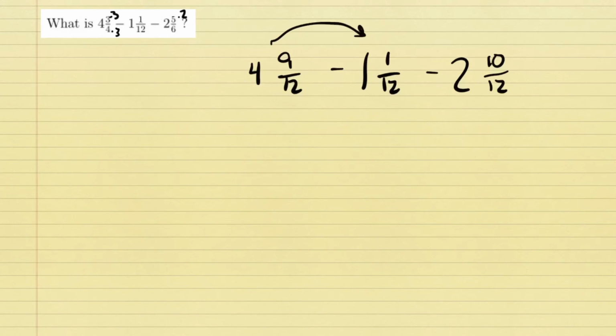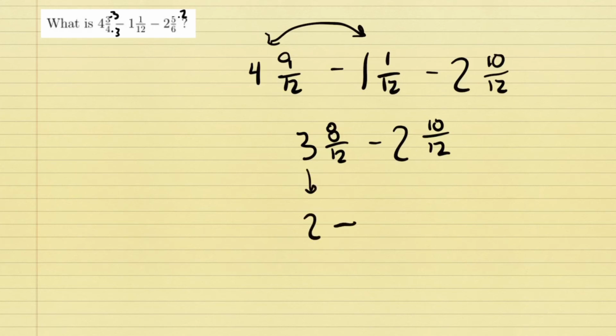Let's subtract the first two. So subtracting the first two, I get 3 and 8 twelfths. All right. So now we're down to this part. So I can't take the 8 twelfths minus the 10 twelfths, so I'm going to have to borrow. So I'm going to make this a 2, add a 12 twelfths to that, so I get a 20 over 12.